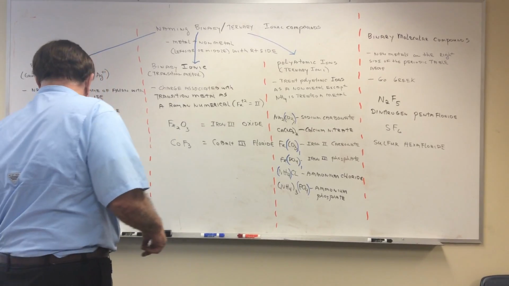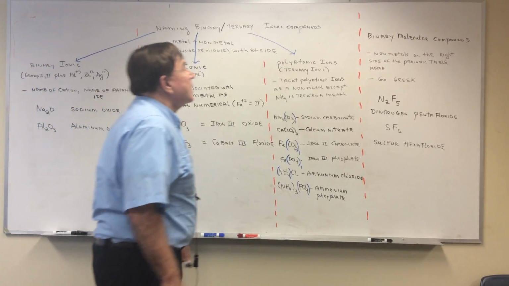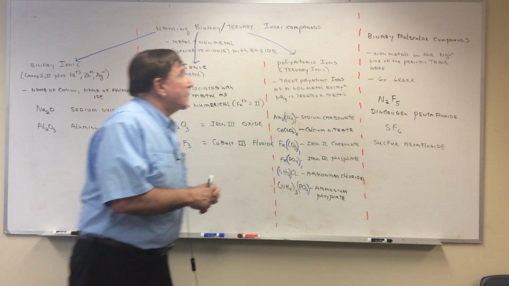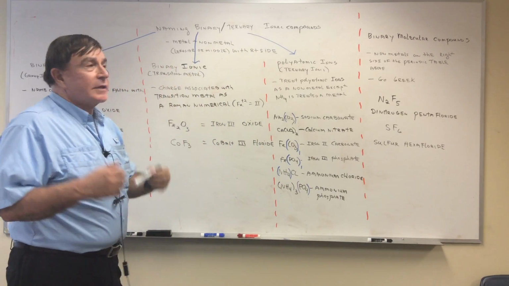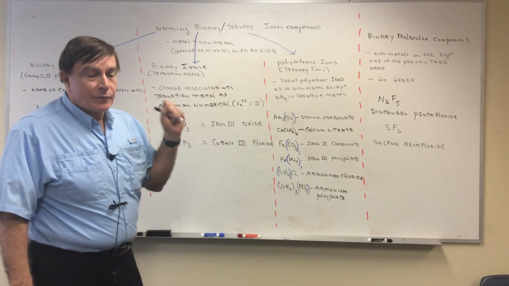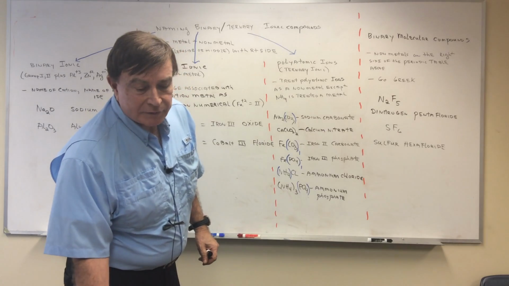Today we want to talk about naming binary and ternary ionic compounds and binary molecular compounds. We're going to start with the easiest one first. But before we start, we have to have a set of tools. What we need to have is a periodic table.